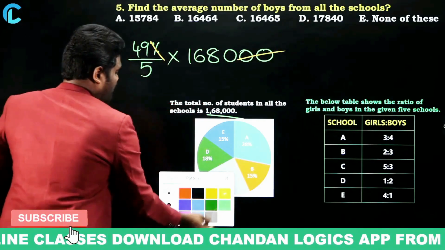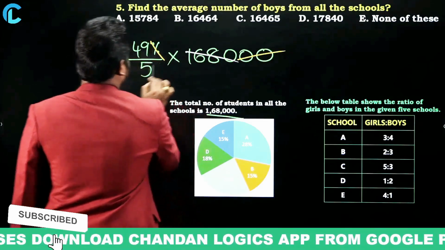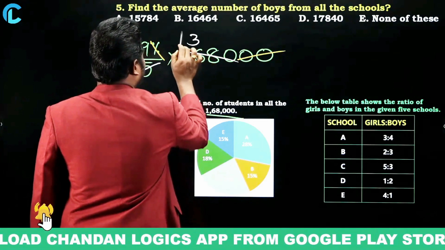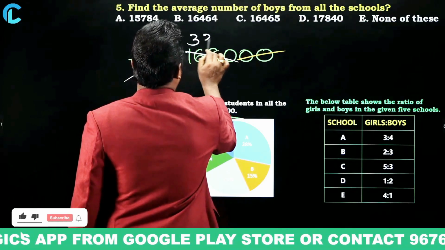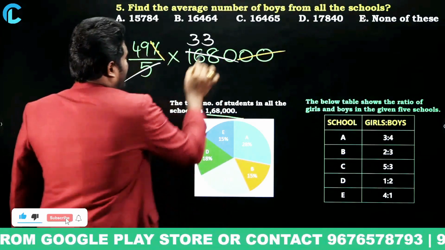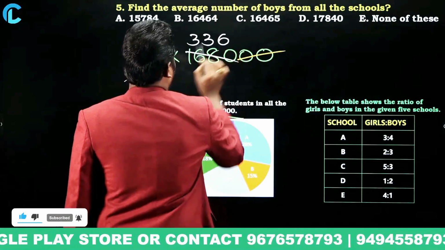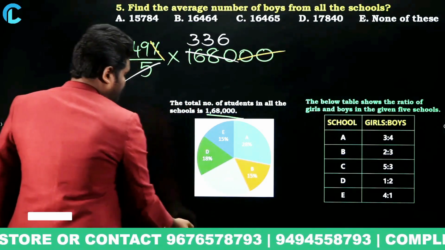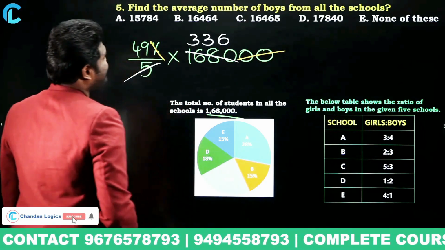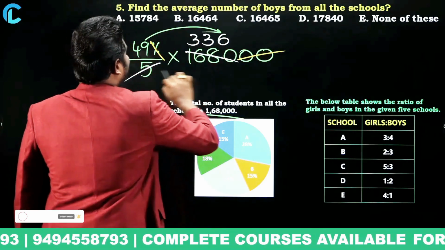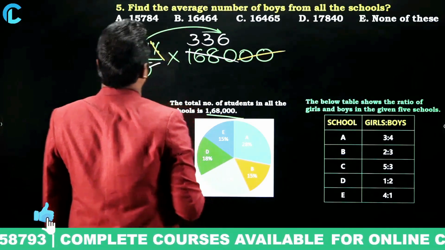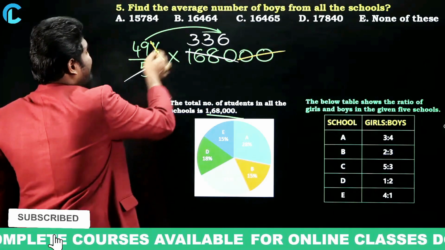Yes or no? Now if you simplify, 1680, 5 cancels how many times? 5 3 times 15. Yes or no? Next again 5 3 times 15. Okay. Next 5 6 times 30. Now you are left with 49 into 336. Okay, when you multiply, last digit 4, 9 times... sorry, here you have 9 6 times.